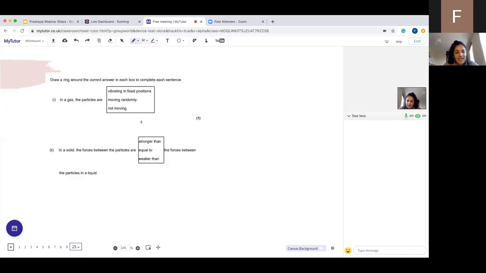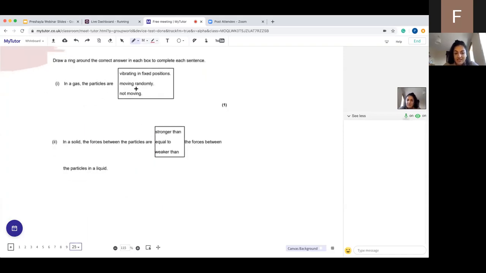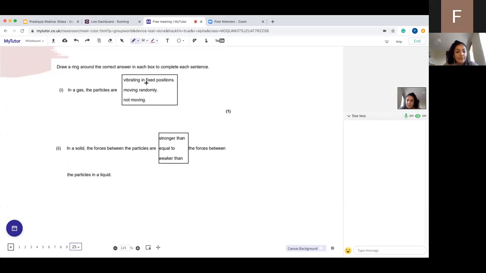Okay, so in a gas, the particles move randomly, don't move, or vibrate in fixed positions. And in a solid, the forces between the particles are what than the forces between the particles in a liquid. So let's deal with the first part first. In a gas, do the particles move randomly, don't move, or vibrate in fixed positions? Have a think, put your answers in the chat. What do you think happens to the particles in a gas?